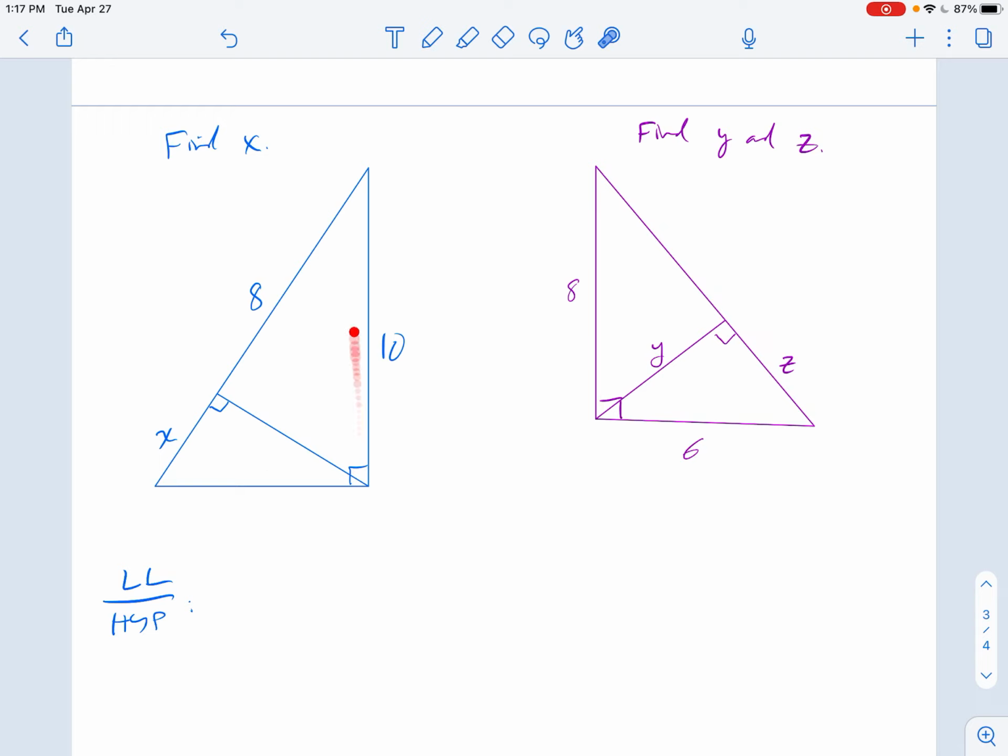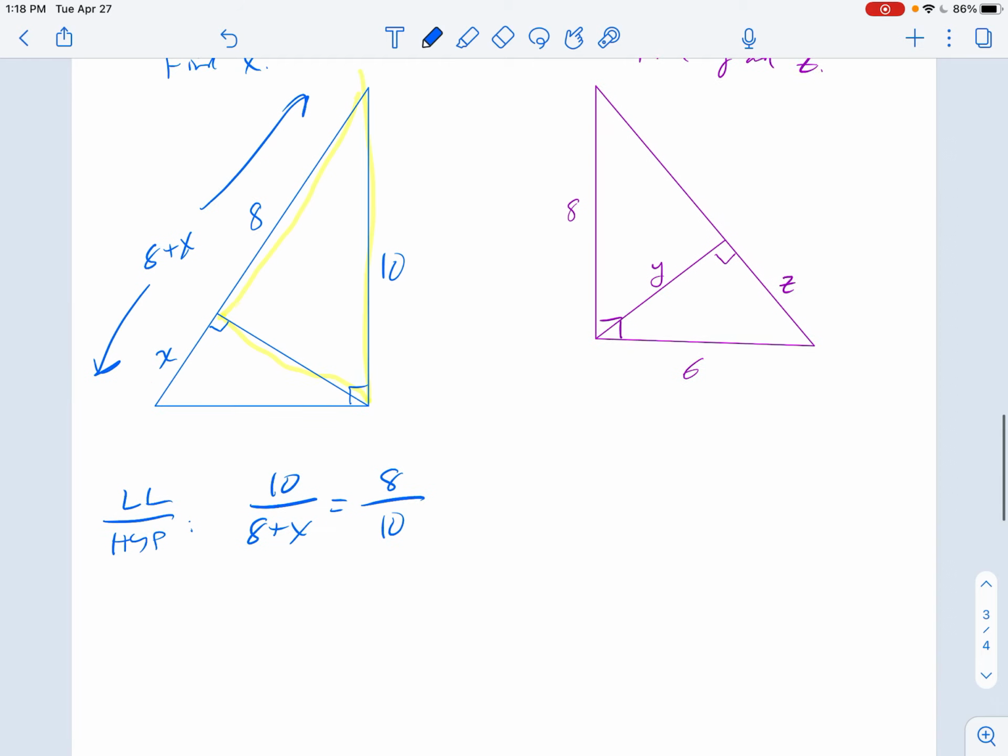In the big triangle, the long leg is 10, and the hypotenuse is 8 plus x if I go all the way across. In the triangle on the top, the long leg is 8, and the hypotenuse is 10. You have to change your perspective. I'm only looking at this triangle at the top. For this triangle at the top, 10 is a hypotenuse. The 10 is a hypotenuse from one point of view and a long leg from another point of view. The triangles are similar, so those ratios are equal.